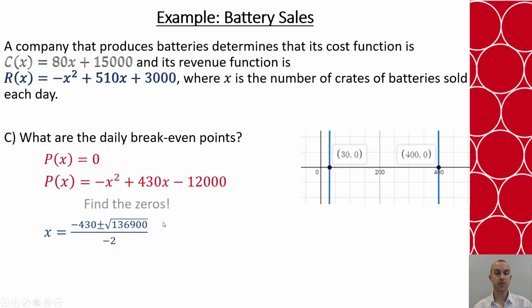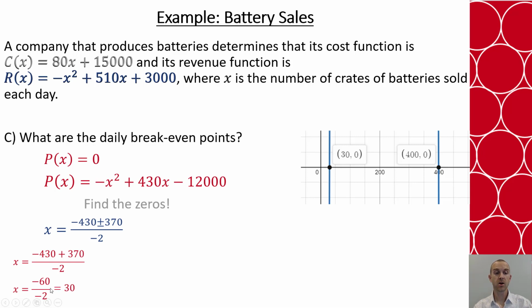Now I simplify again in my radical. That gives me 136,900, and the square root of that is 370. So now I need to do plus or minus 370 to determine what the potential zeros are. So I add 370, which takes me to negative 60 over negative 2, which is positive 30, and that matches my graph. I can also then do negative 430 minus 370 divided by negative 2, which is negative 800 divided by negative 2, and that matches the other point, which is 400. And again, both of those are positive, and in the context, that would make sense.